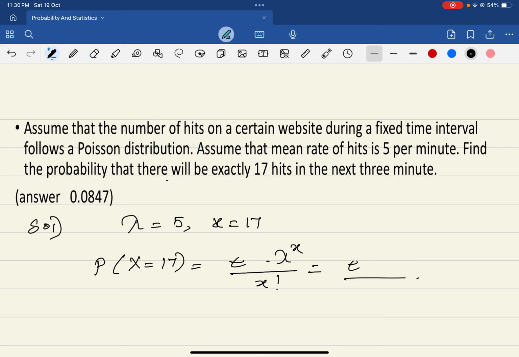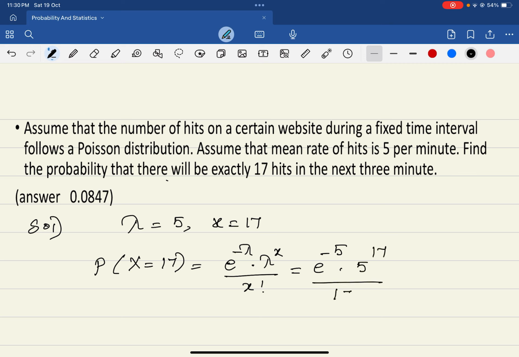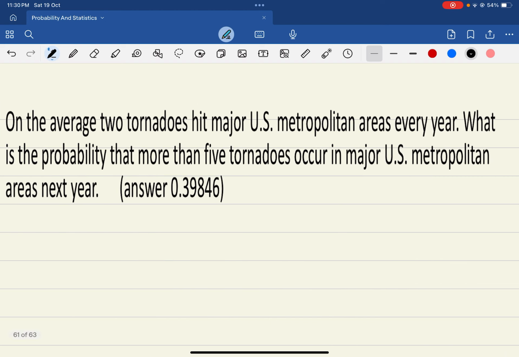This type of mistake we have to avoid, it may happen also. The formula is e raised to minus lambda times lambda power x by x factorial. That is e raised to minus 5 times 5 power 17 over 17 factorial. So do the calculation. It will be 0.0847. This is the answer. It is a direct question. Let us go to the next problem.